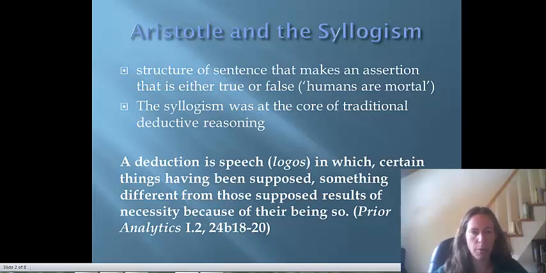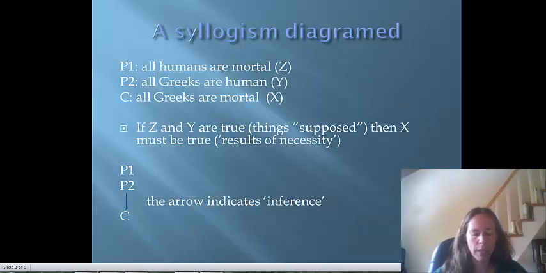So we get this quote here from Aristotle, which you can find on the Stanford Encyclopedia page. A deduction is speech, or logos, in which certain things having been supposed, something different from those supposed results of necessity because of their being so. In other words, what he's saying is that if all these things are true, all of the things supposed are true, then something at the end has to be true too. And this is, simply put, what a syllogism means. You suppose several statements are true, and that will lead you to determining that your conclusion is true.